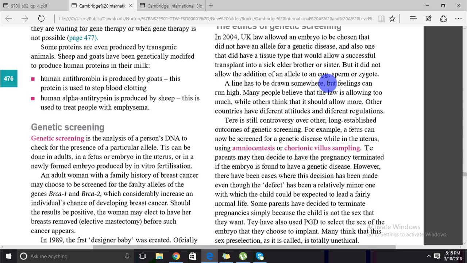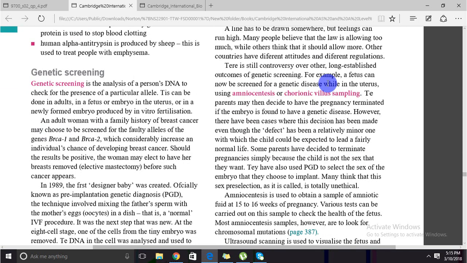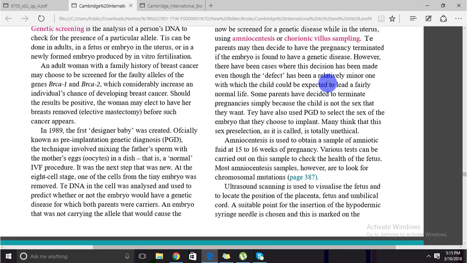And in 1989, the first designer baby was created, officially known as pre-implantation genetic diagnosis. The technique involved mixing the father's sperm with the mother's eggs in a dish. Until now, this was a normal IVF procedure. But afterwards, there were differences, because it was the next step that was new. But this is a bit to do with preselection.